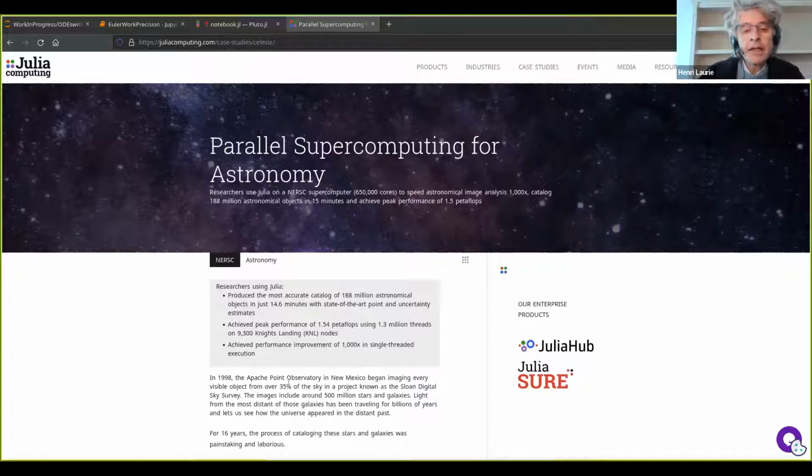And if you actually read the science, it's too complicated for me to attempt to convey what I understand about it in this talk. So we'll just stick with the 1.54 petaflops. It was obviously not sustained for the full 14.6 minutes, but it certainly happened very, very fast.